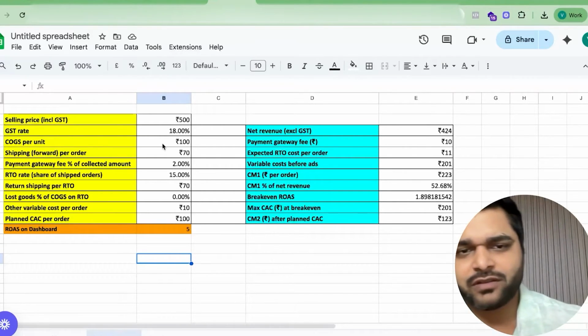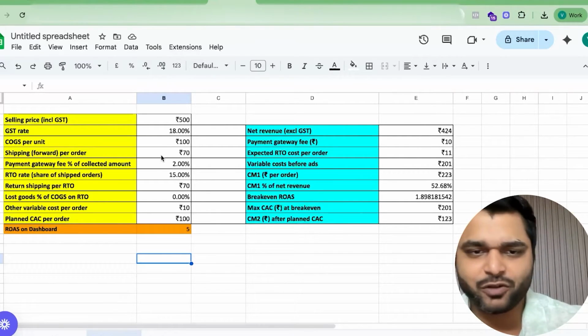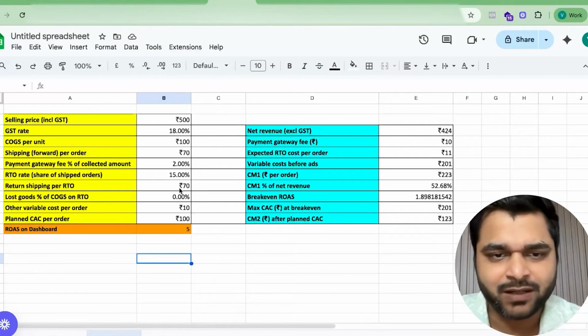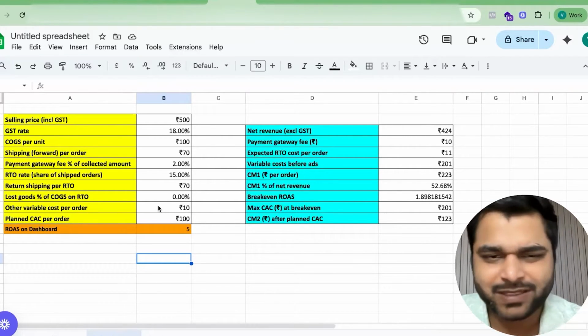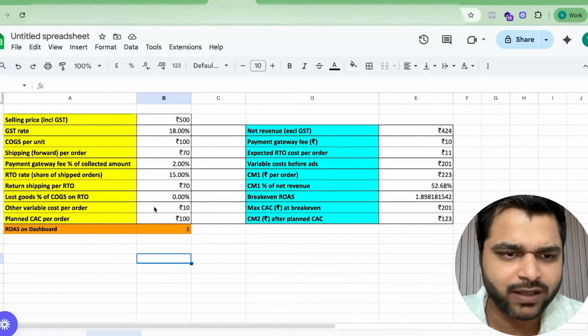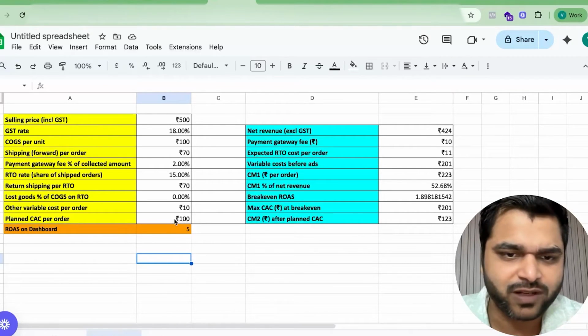The cost of goods on this particular unit is 100 rupees. Shipping forward is 70 rupees. Payment gateway fees is 2%. RTO rate is 15%. Return shipping fees is 70 rupees. Lost cost of goods I have not taken anything for now, but other miscellaneous costs like packaging and printing, all of that, I've taken at 10 rupees per order. And your planned CAC, your cost of acquisition of a new customer, is 100 rupees.